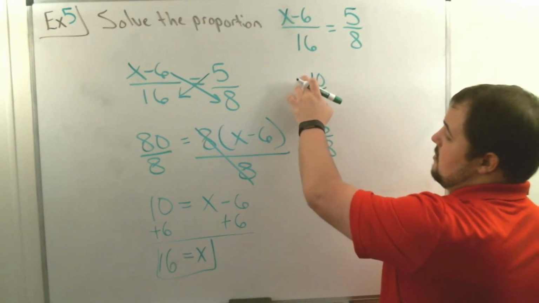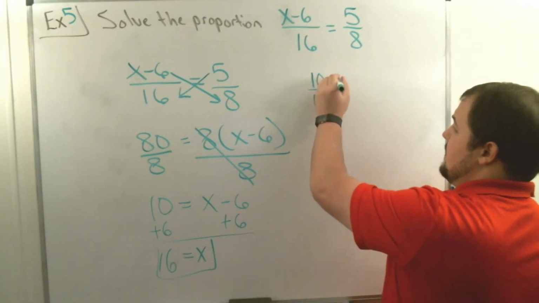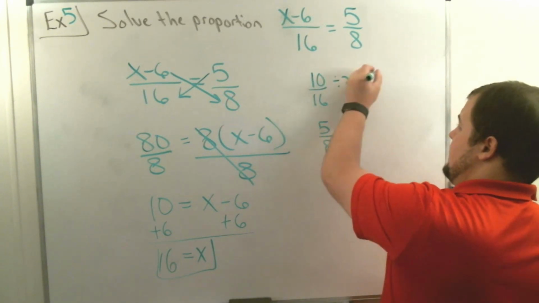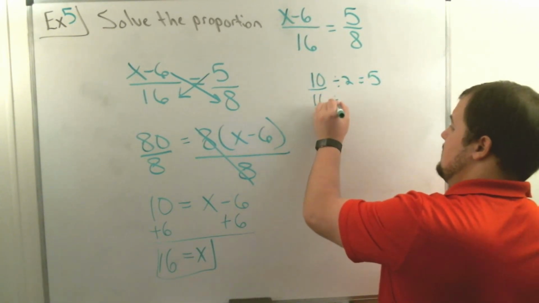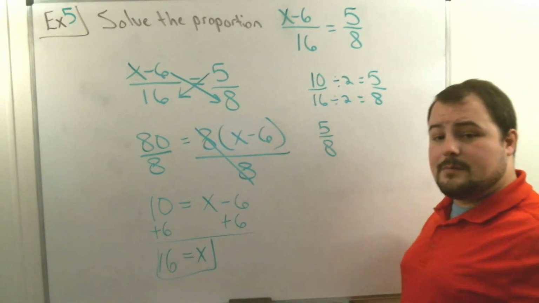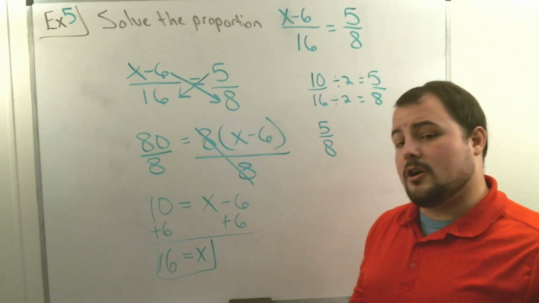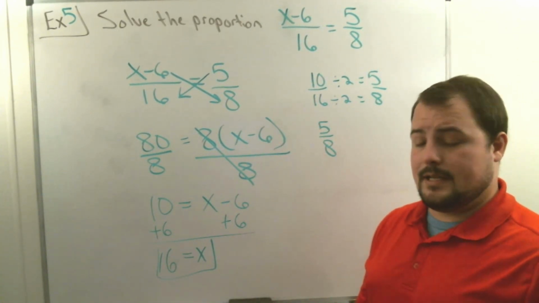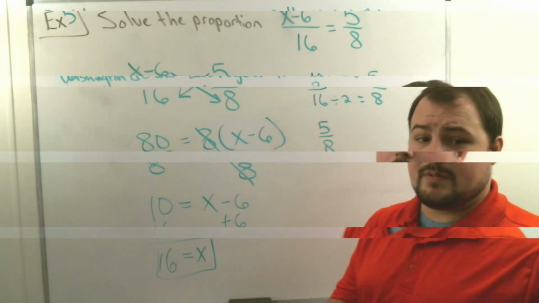In this case, I know that 10 can go to 5 by dividing by 2. So 10 divided by 2 is 5. 16 divided by 2 equals 8. And 5/8 is the same as 5/8. So these two fractions are in fact equivalent. They're exactly the same. So this is my answer to this type of problem.